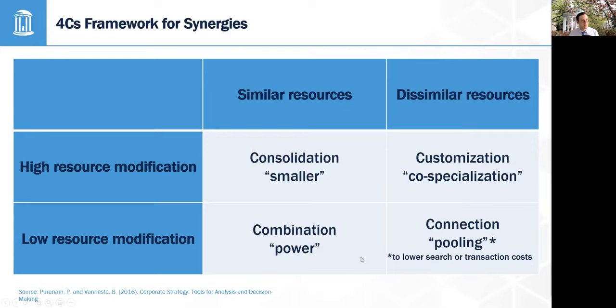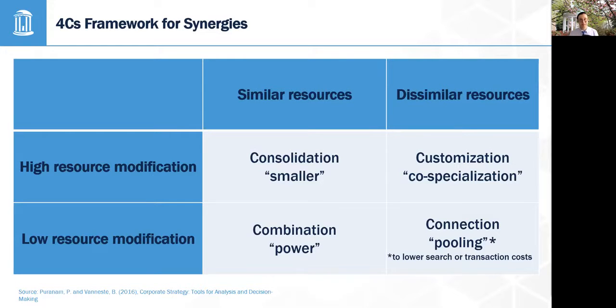Combination synergies might look very similar because they're similar resources as with consolidation, but the key issue there is increasing bargaining power or market power. That can be upstream or downstream. The same act might lead to both of these depending on how it's used.